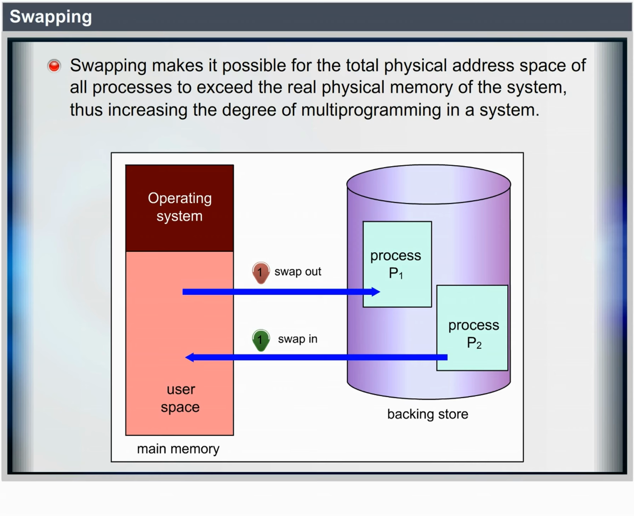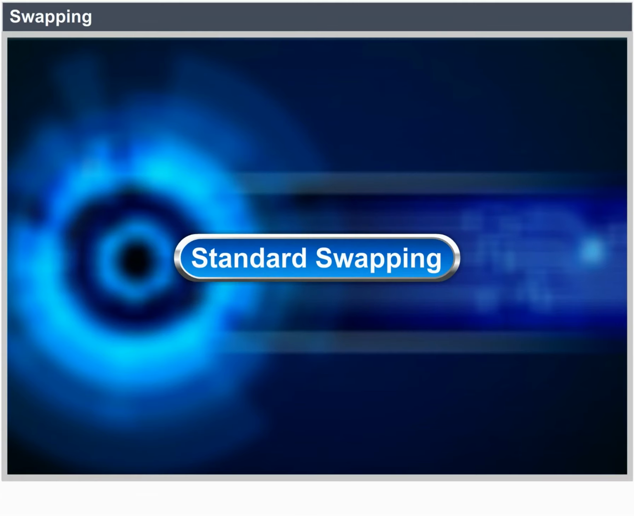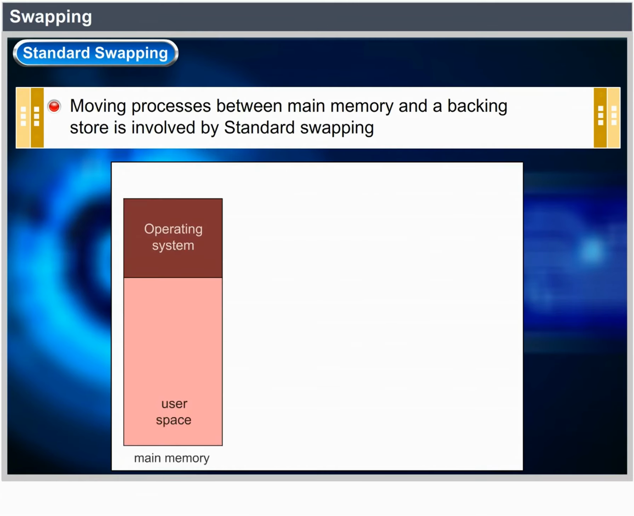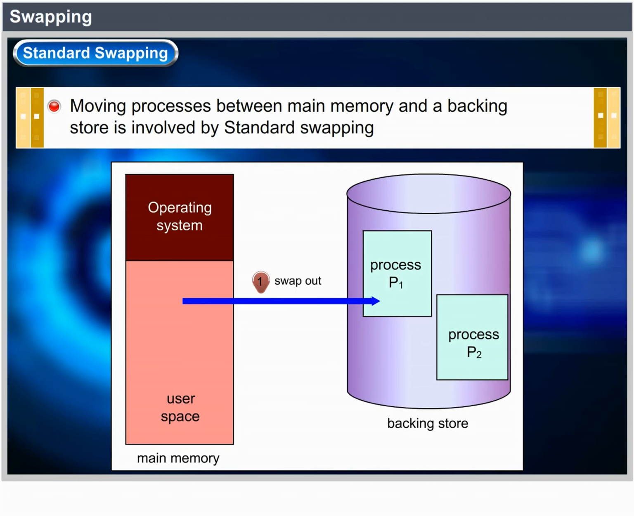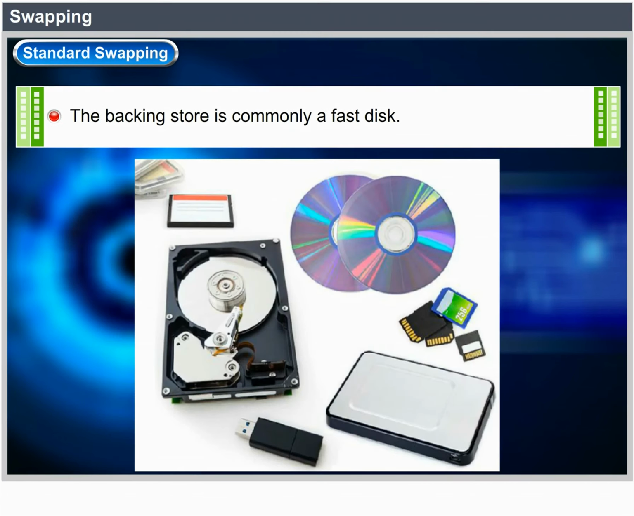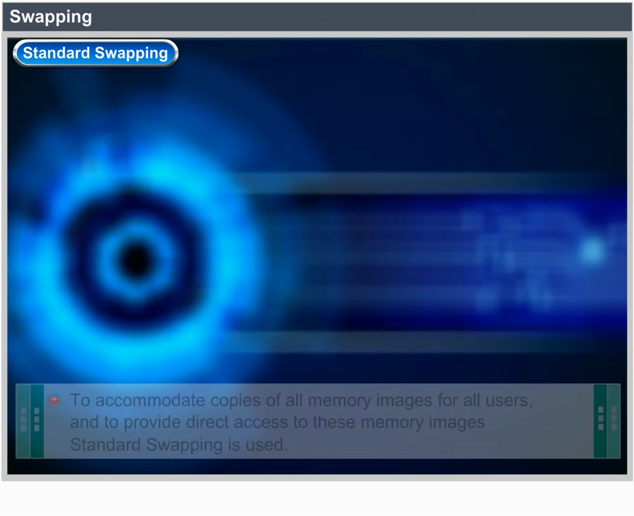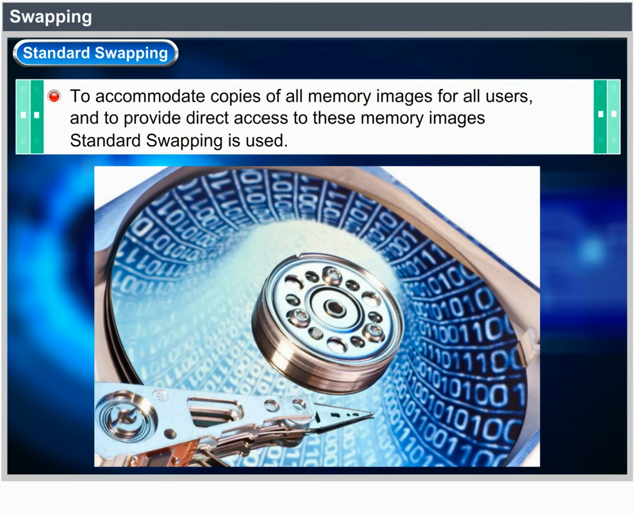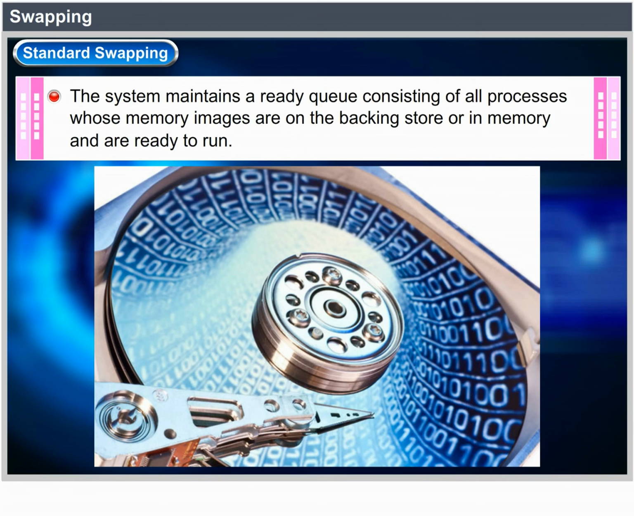Standard swapping. Standard swapping involves moving processes between main memory and a backing store. The backing store is commonly a fast disk. It must be large enough to accommodate copies of all memory images for all users, and it must provide direct access to these memory images. The system maintains a ready queue consisting of all processes whose memory images are on the backing store or in memory and are ready to run.